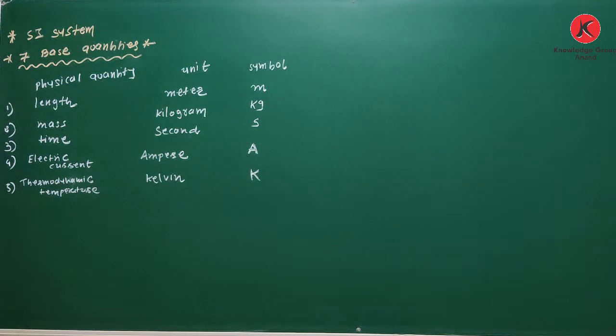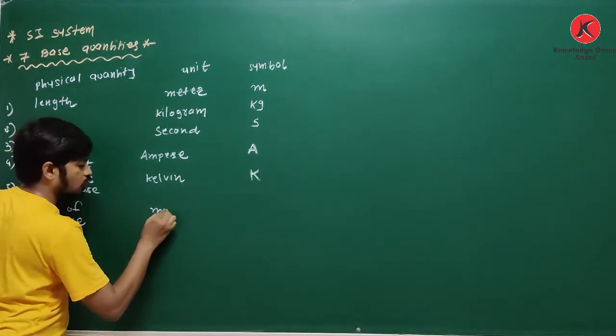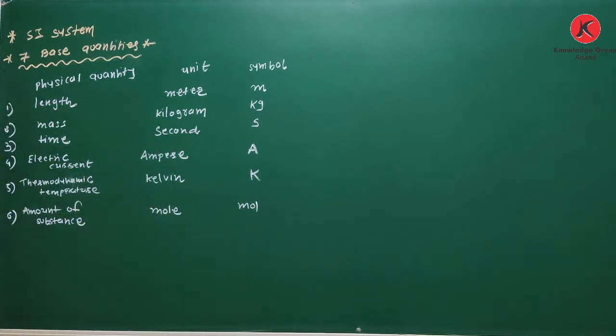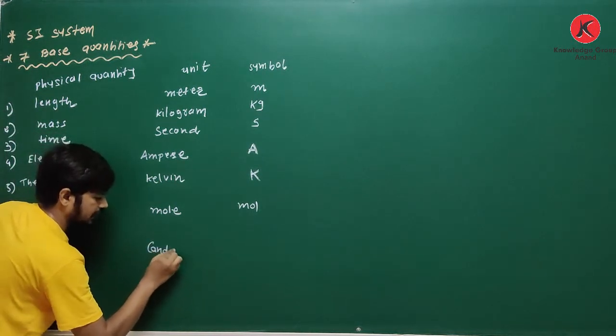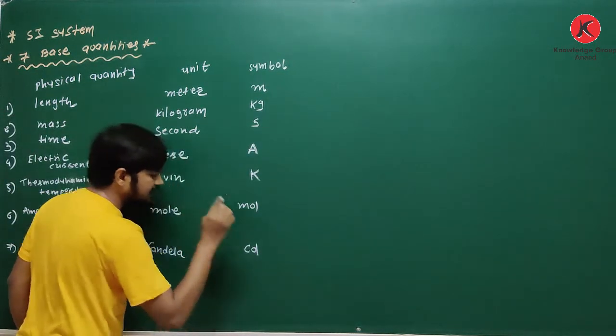Clear about this? Next one is number 6, that is amount of substance. Its unit is mole, and it is indicated by mol. Last one is luminous intensity. Its unit is candela, and its symbol is cd.